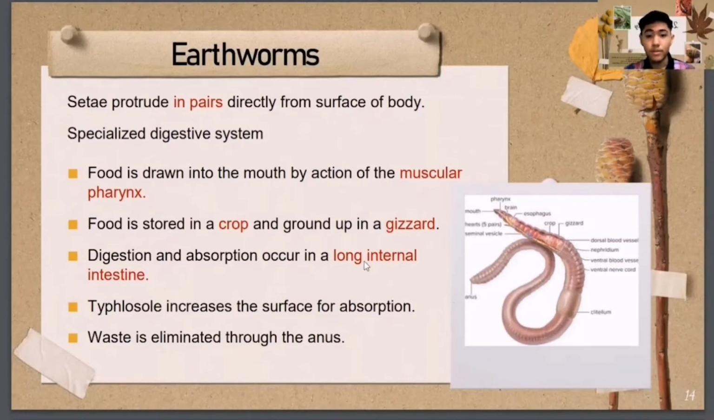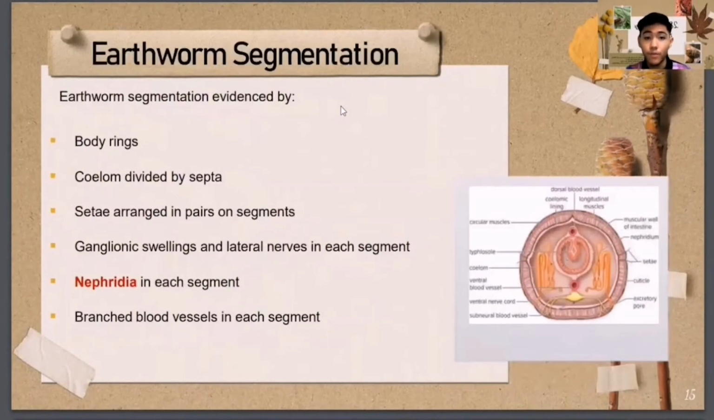The long internal intestine of the earthworm forms a fold, called the typhlosole, which will increase the surface area for absorption. Then, the food waste is eliminated through the anus. We will move on to the next slide, which is earthworm segmentation.